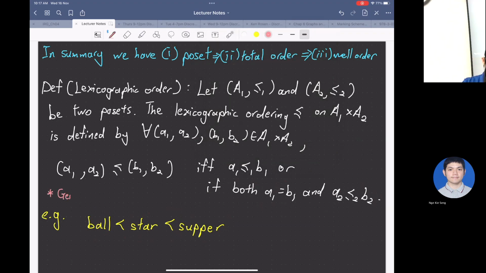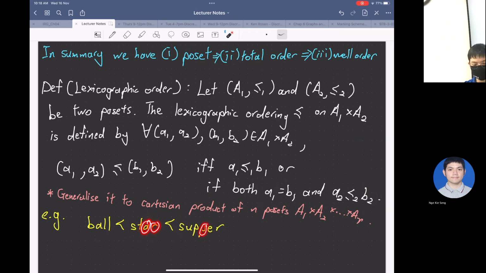Okay, so you can generalize this definition to the Cartesian product of n posets. A1, A2, A3, then keep going. Then you can keep comparing all the components behind. Okay, next.